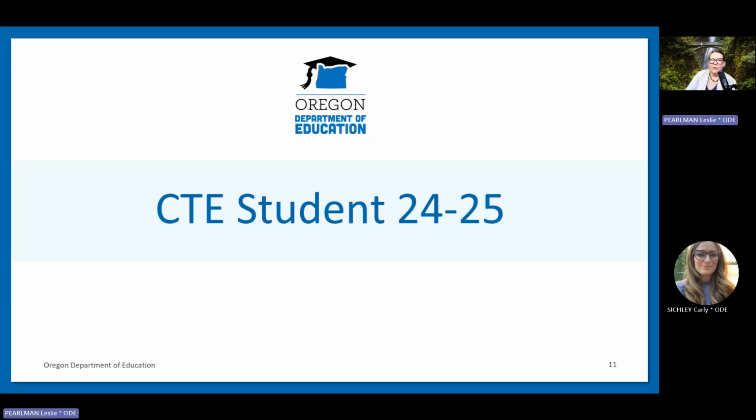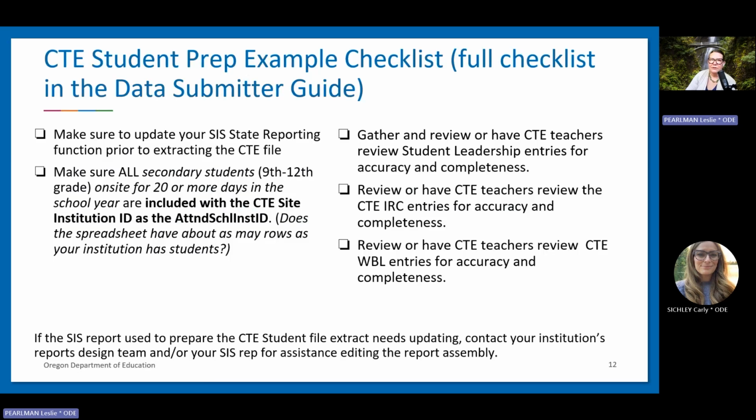So let's talk about the student data specifically first. Why would we talk about student first? You might have guessed. It's because that's the one that you're going to enter first. So this is an example of a checklist. This is by no means, I guess, arguably a sufficient list. All of these things are necessary, but this is not a sufficient list to complete this task. There is a full checklist in the data submitter guide that is available on the district website.